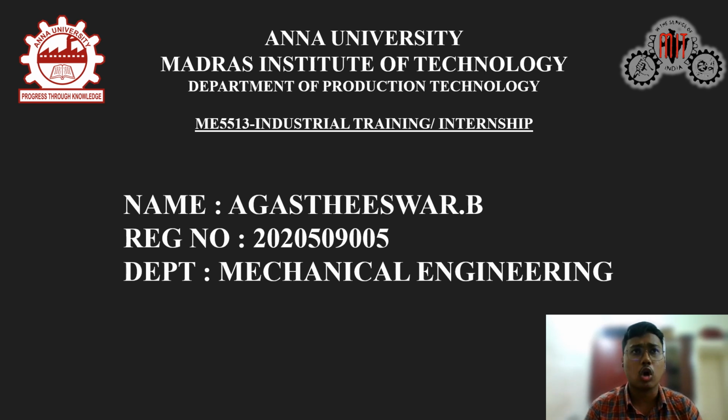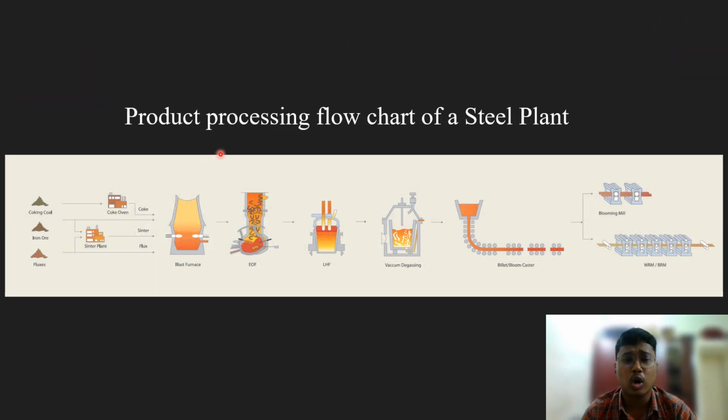Here I am going to talk about one of the working stations of a steel plant. This is the product processing flowchart of a steel plant. There are various workstations and furnaces present in a steel plant where the raw materials such as coking coal, iron ore, and fluxes are processed step by step in each workstation and finally produce the required grade of steel stated by the customer.